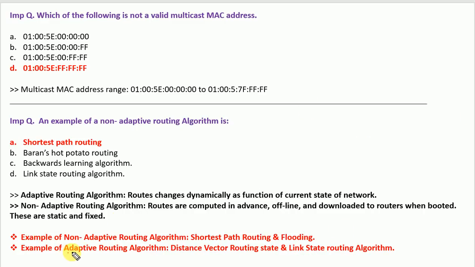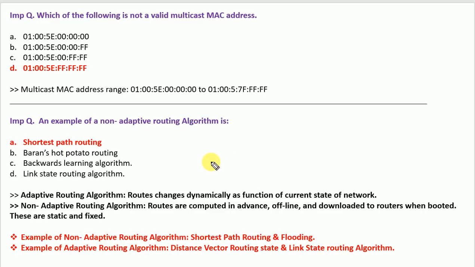For the adaptive routing algorithm you also have to remember the examples, because they frame questions from previously asked questions, as these are all very basic and important. They will frame a question like, what is the example of an adaptive routing algorithm? The basic standard examples are distance vector routing and link state routing. For non-adaptive routing algorithms, the standard examples are shortest path routing and flooding. So you can see that in one question we have covered a lot about routing algorithms.